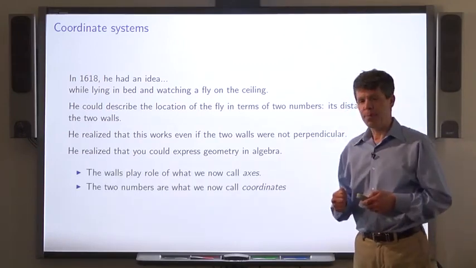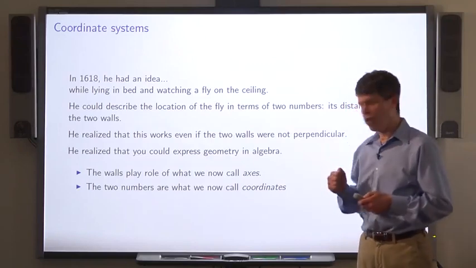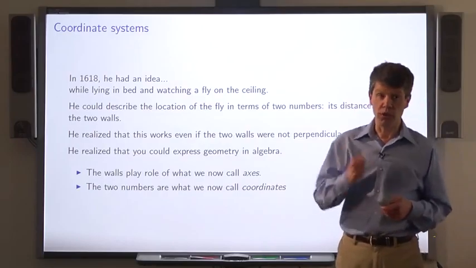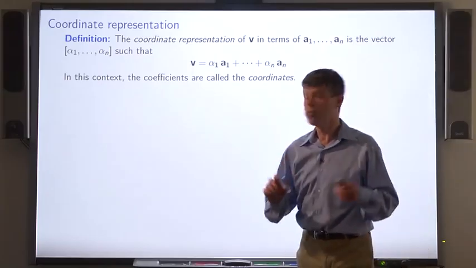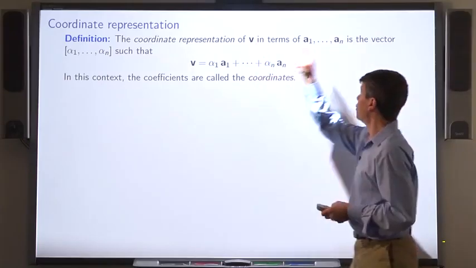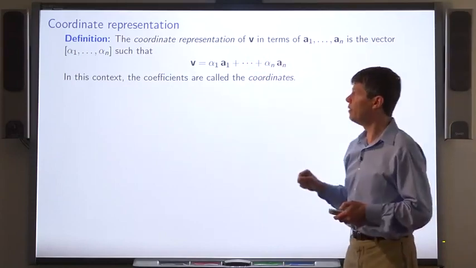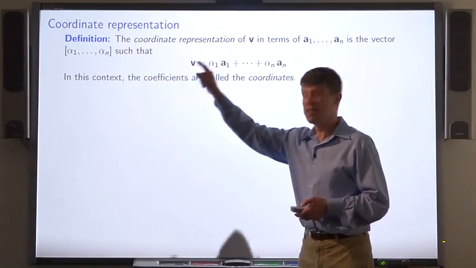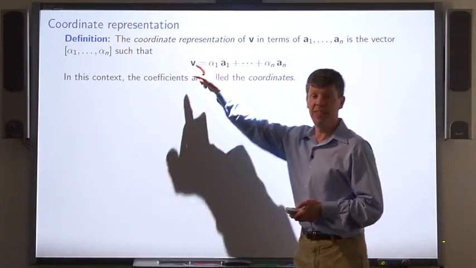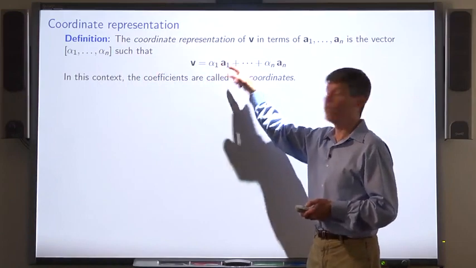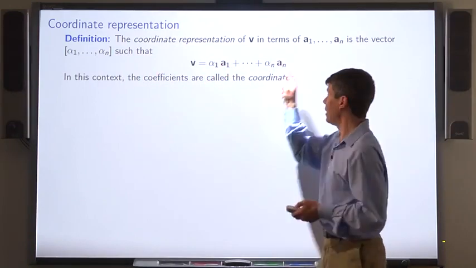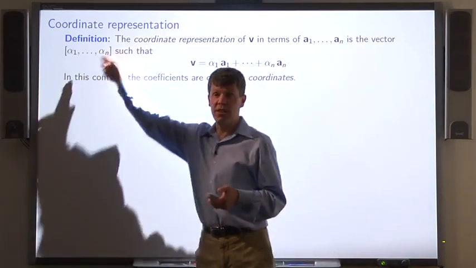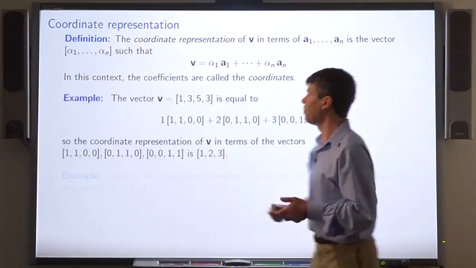Now, the walls play the role of what we would now call axes, and the two numbers are called coordinates. The coordinate representation of a vector v in terms of other vectors a1 through an is the vector of coefficients, the vector of numbers alpha 1 through alpha n, such that v equals alpha 1 times a1 and so on, up to alpha n times an. In this context, we call the coefficients, the numbers in this vector, coordinates.